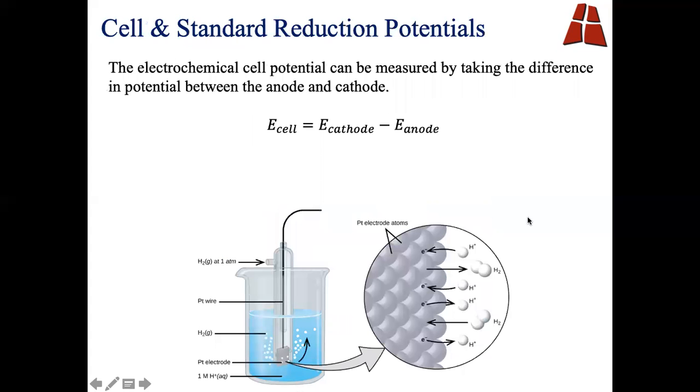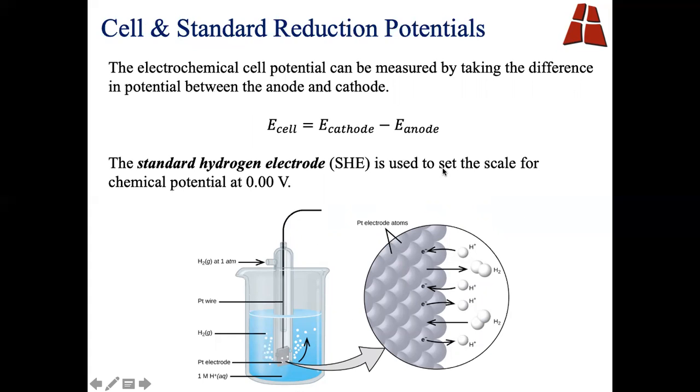Within each electrochemical cell, you can measure the potential of the cell by taking the potential of the cathode half reaction, uppercase E, and subtracting the potential of the anodic reaction. And typically, we put this all on a scale against the standard hydrogen electrode. If you see uppercase SHE, that is used to set the scale for our electrochemical potential at 0 volts.